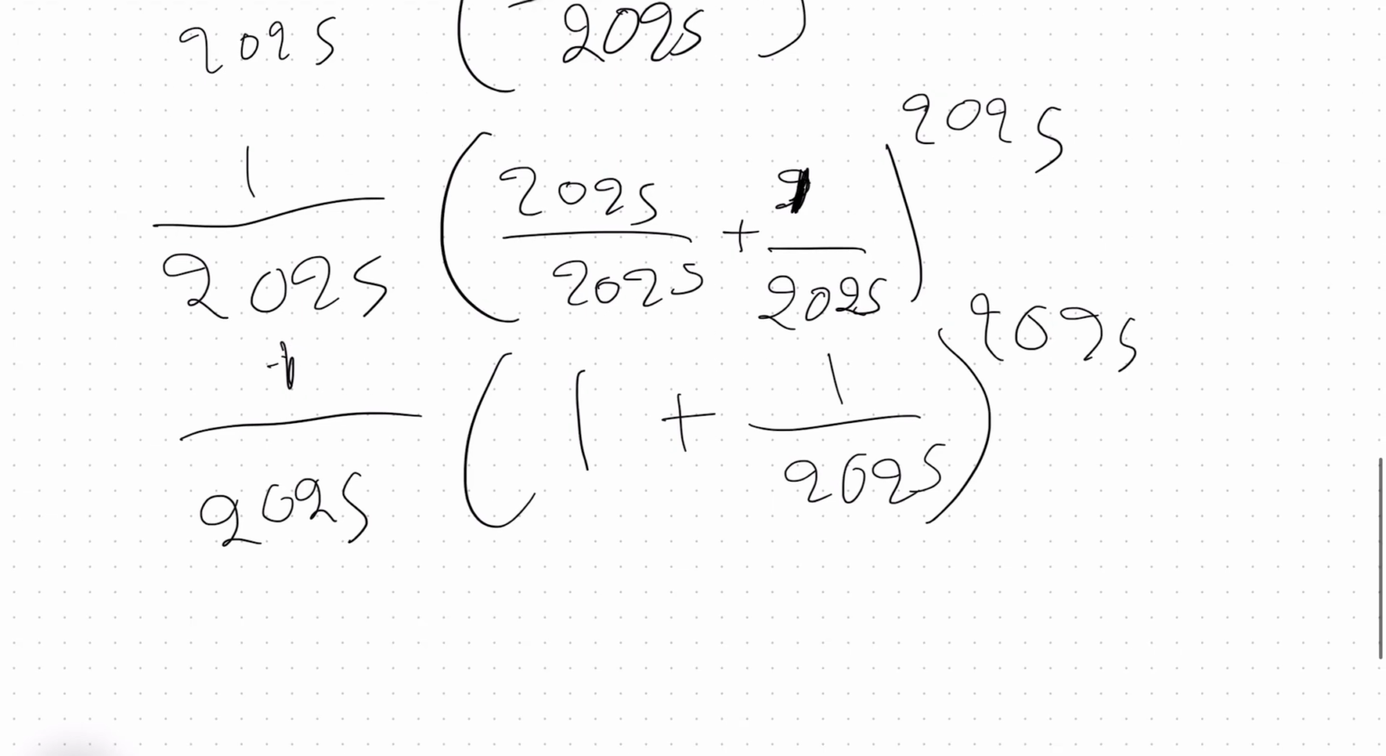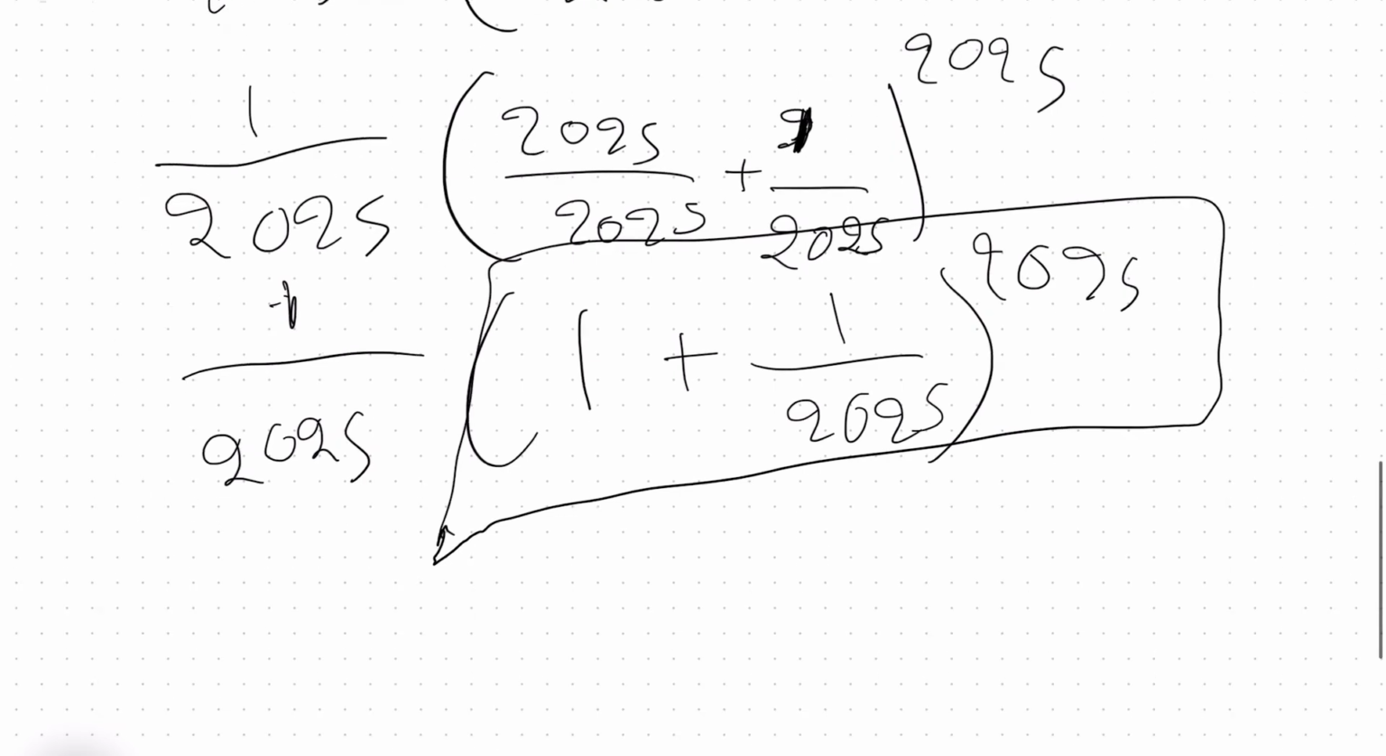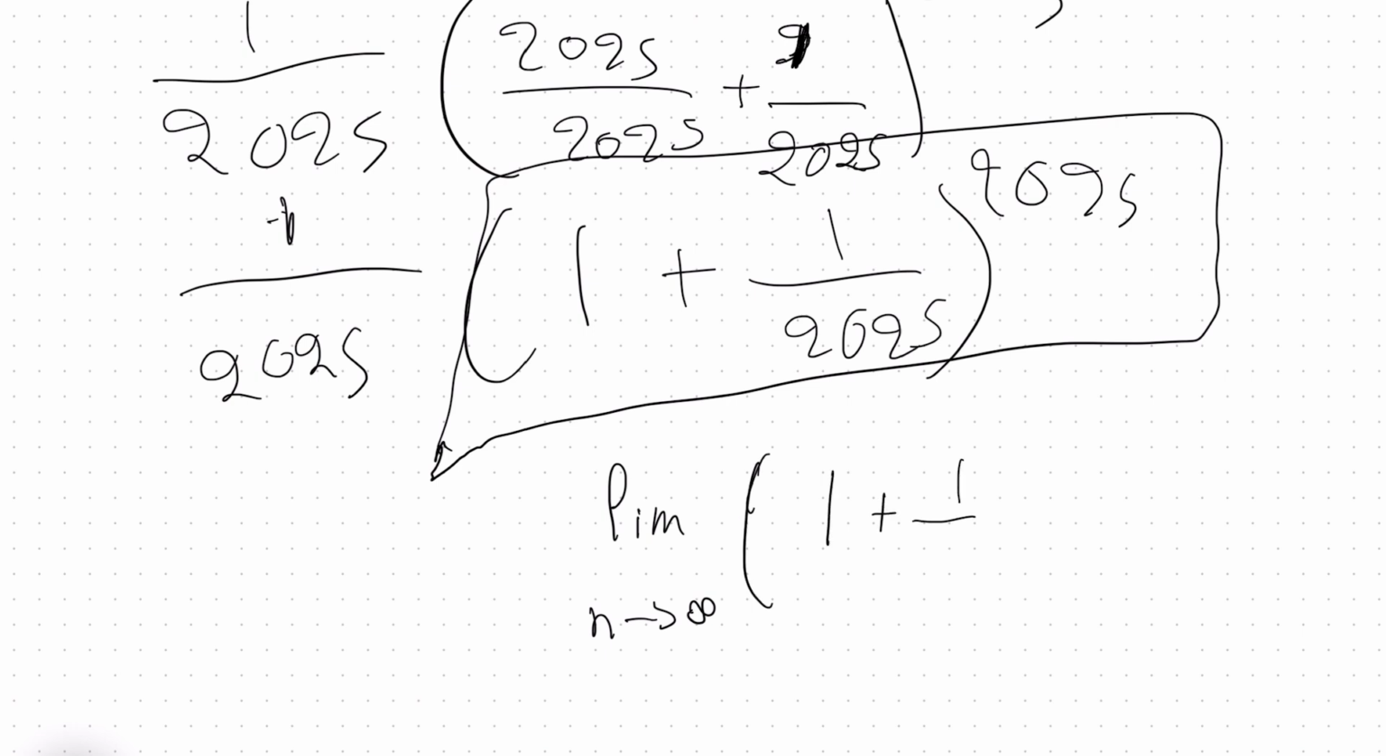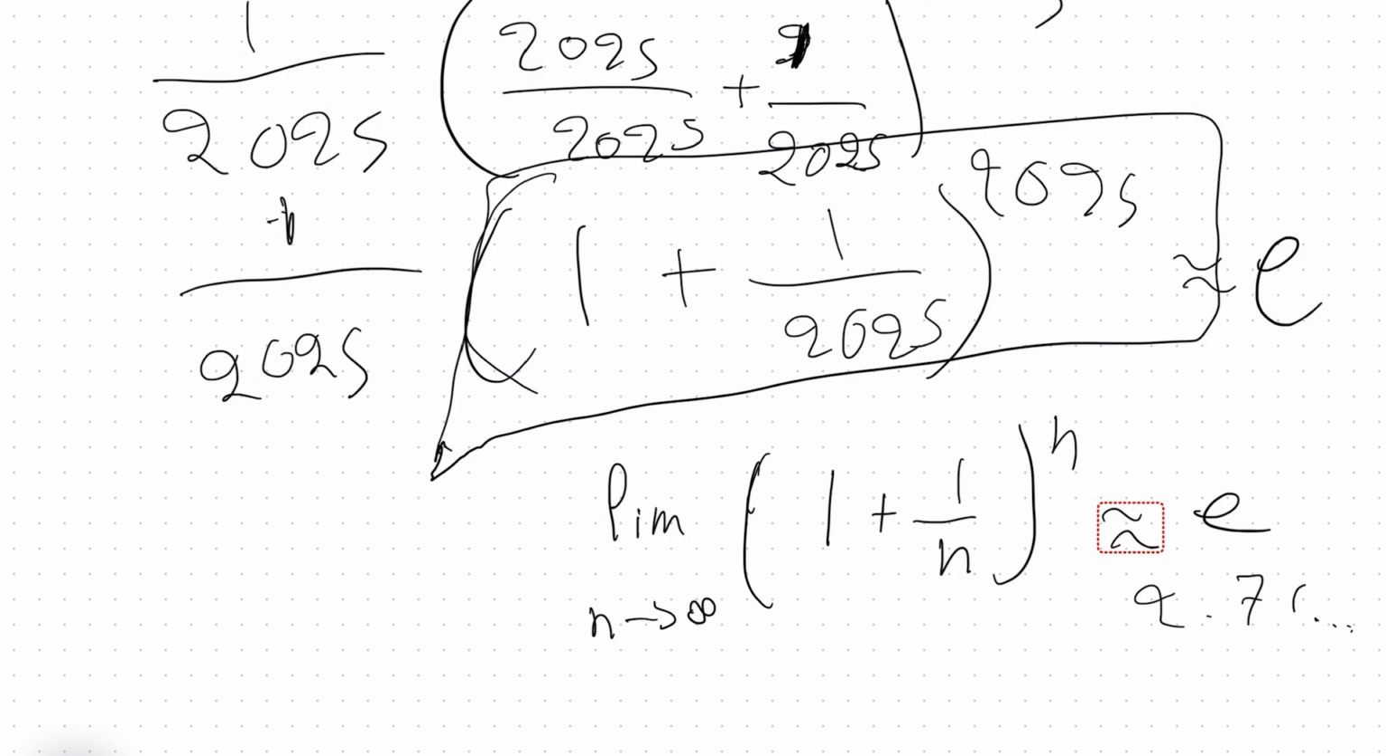Now, the whole trick to this entire problem is that if you remember, there's a very famous limit in calculus. The limit as n approaches infinity of (1 plus 1 over n) to the n approaches e. e is approximately 2.71, and it's irrational, so it keeps going. We have the same scenario essentially here: we have (1 plus 1 over 2025) to the power of 2025. So this whole thing, we can approximate to be approximately e.